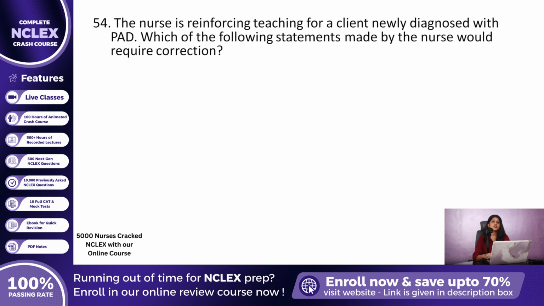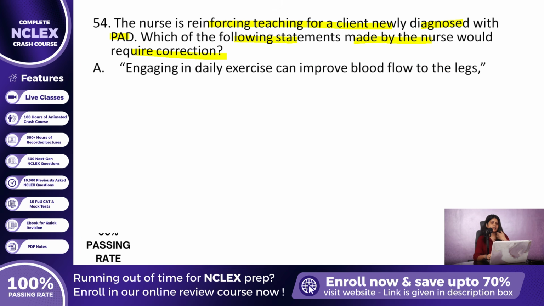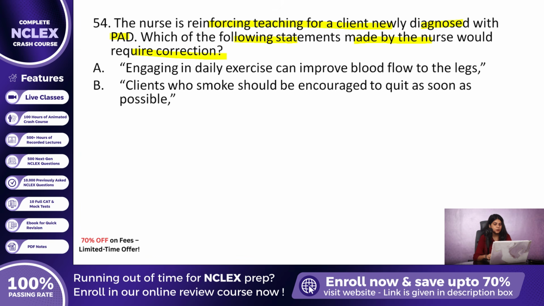Next, let us consider a client education scenario, question 54, involving peripheral arterial disease. The nurse is reinforcing teaching for a client newly diagnosed with peripheral arterial disease. Which of the following statements made by the nurse would require correction? The choices are A. Engaging in daily exercise can improve blood flow to the legs. B. Clients who smoke should be encouraged to quit as soon as possible.